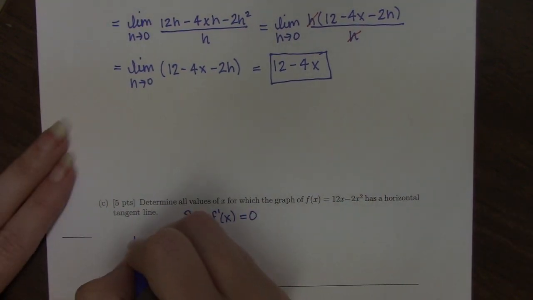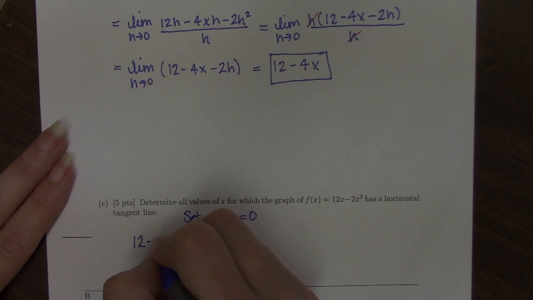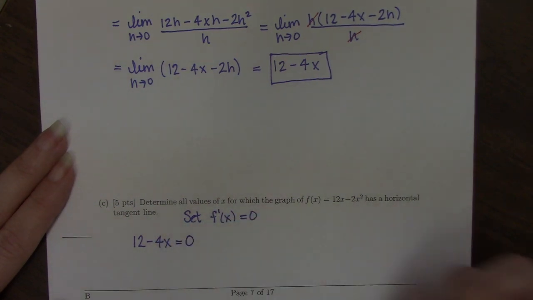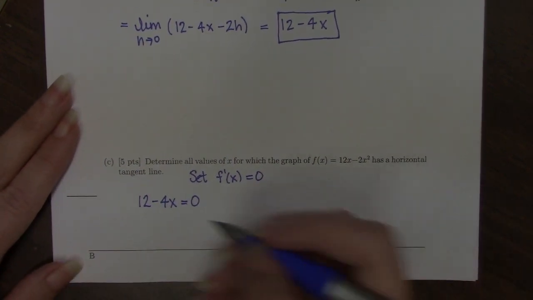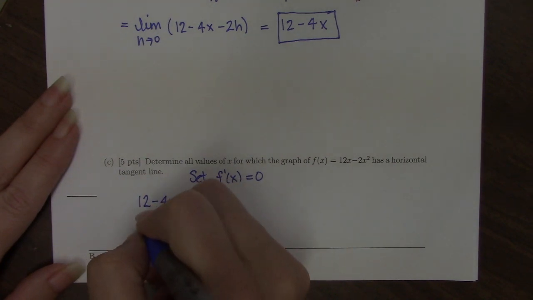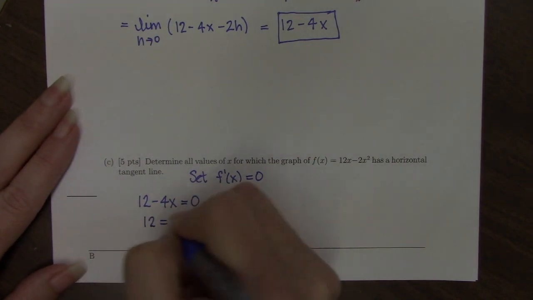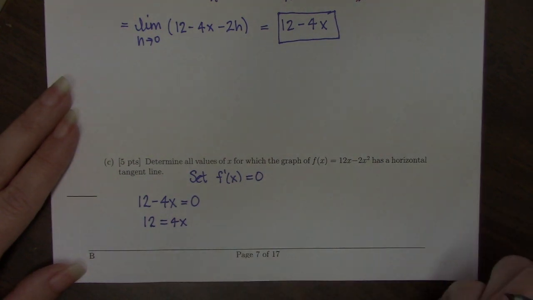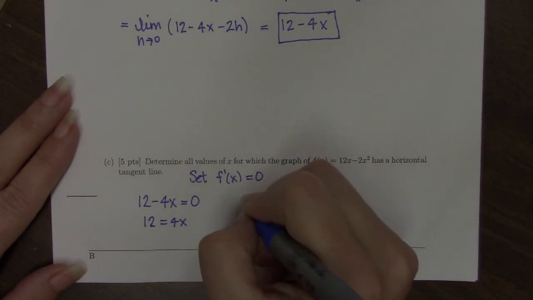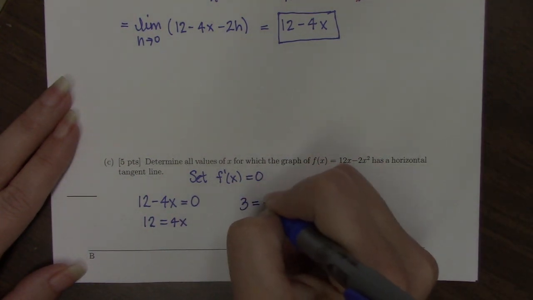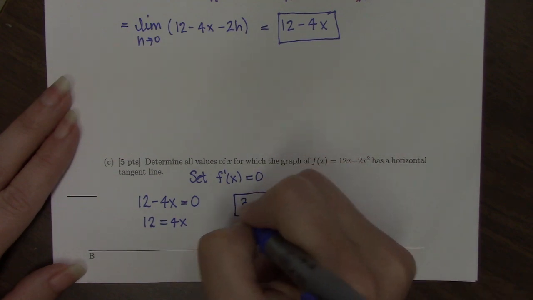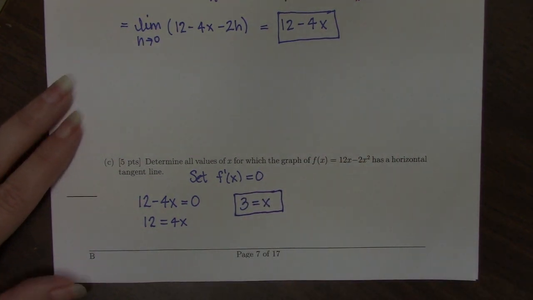So our derivative from part B is 12 minus 4x. I'm going to set that equal to 0. This is the same thing as 12 equaling 4x. You add 4x to both sides, and when I divide both sides by 4, 3 equals x. And so all they wanted were the x values, so we can stop right there.